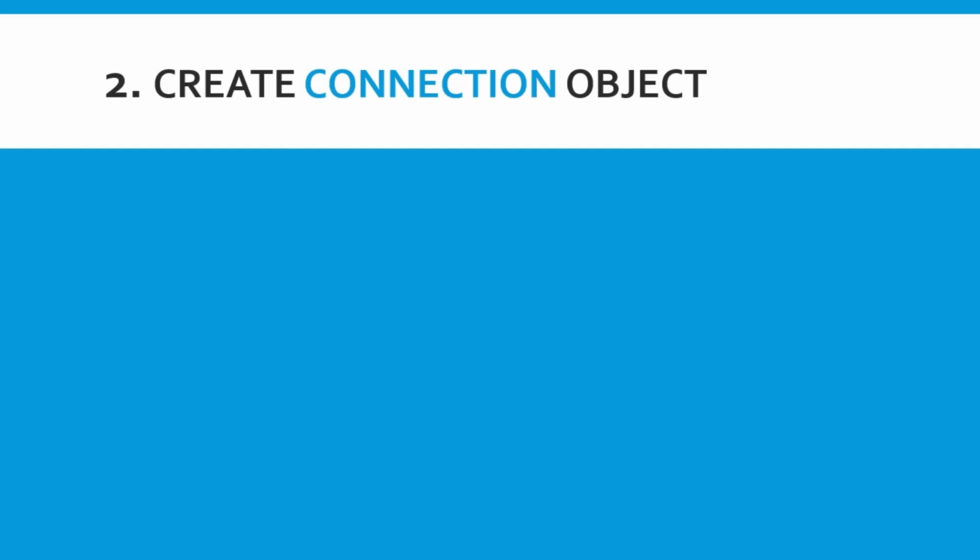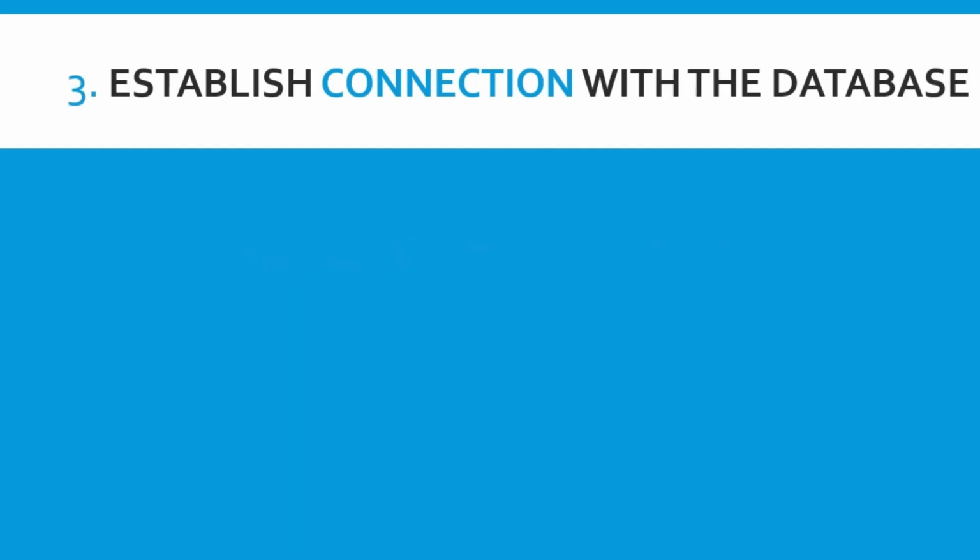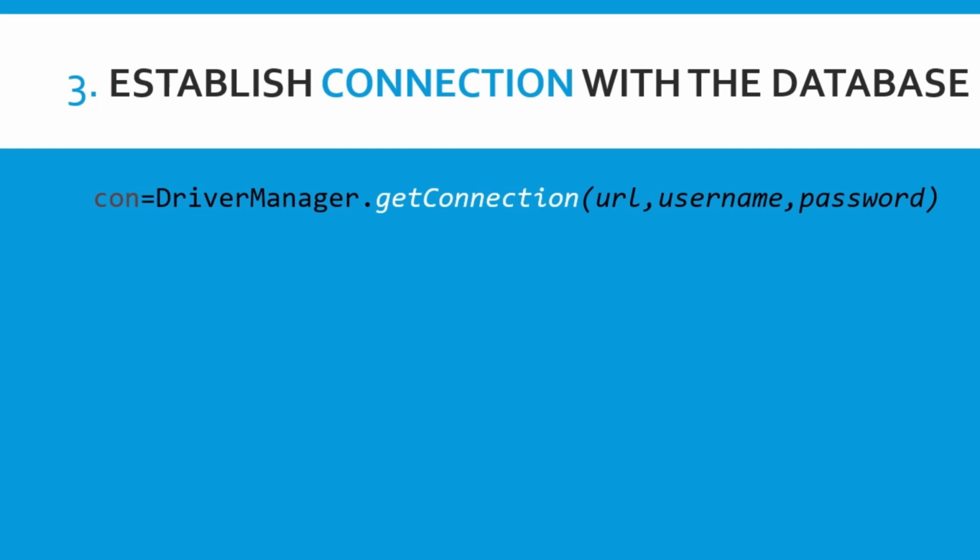So the second step is to create a connection object so that you can establish connection with the database table. First you create a connection object and then assign it a null reference. Connection is a built-in class available inside the SQL package. You create an object for that, then you establish the connection through this connection object.